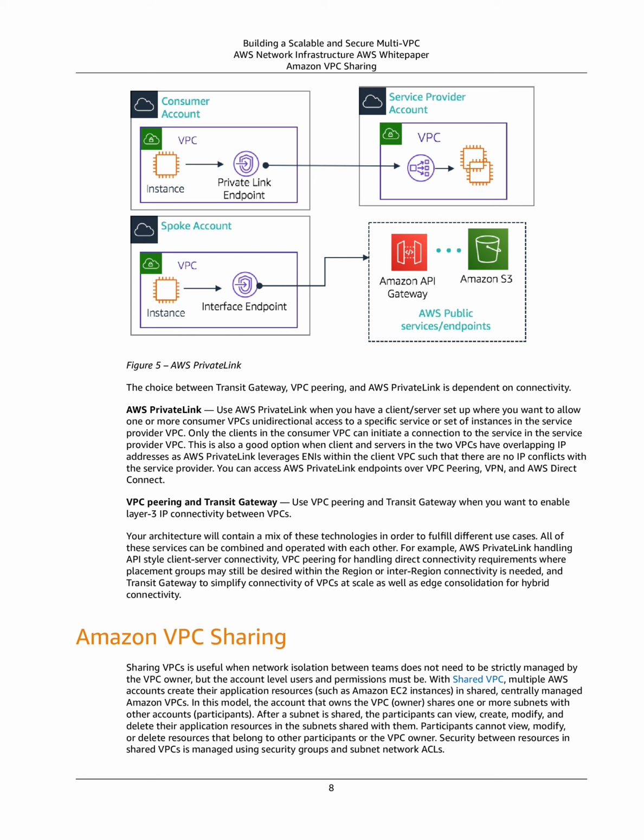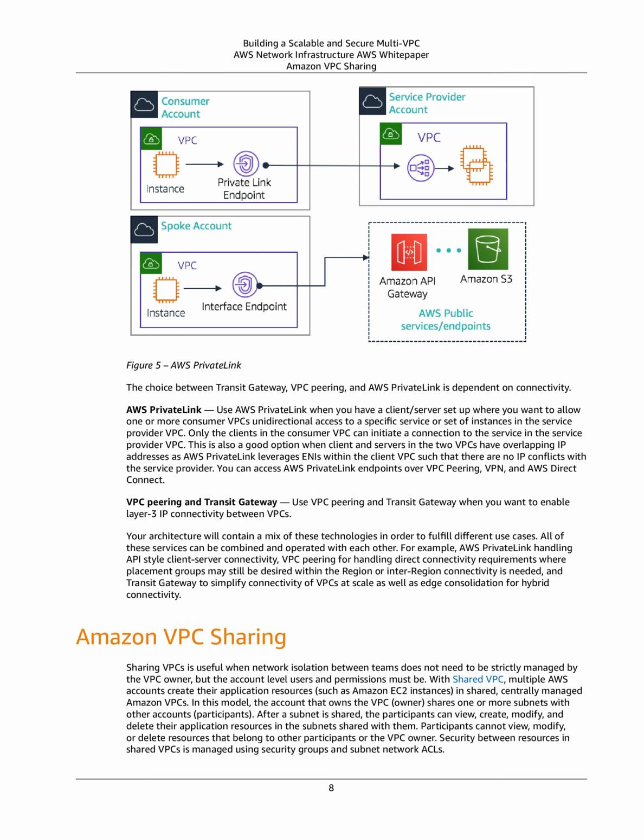AWS PrivateLink. Use AWS PrivateLink when you have a client/server setup where you want to allow one or more consumer VPCs unidirectional access to a specific service or set of instances in the service provider VPC. Only the clients in the consumer VPC can initiate a connection to the service in the service provider VPC. This is also a good option when clients and servers in the two VPCs have overlapping IP addresses, as AWS PrivateLink leverages ENIs within the client VPC such that there are no IP conflicts with the service provider. You can access AWS PrivateLink endpoints over VPC peering, VPN, and AWS Direct Connect.